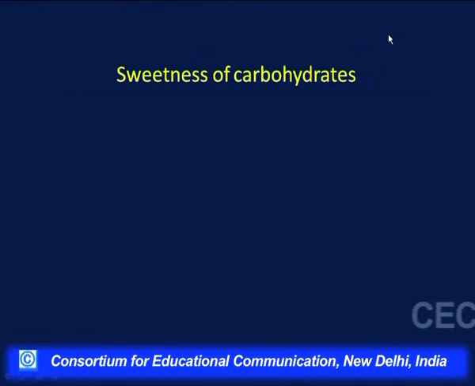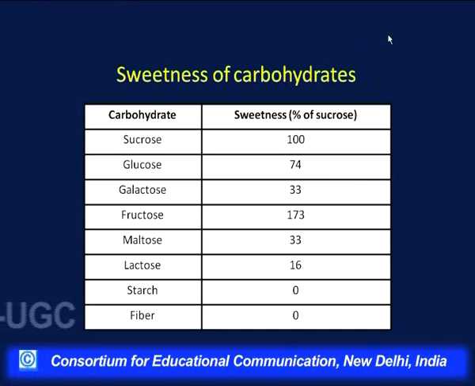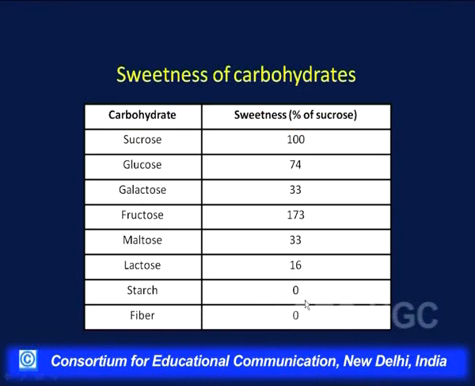Then very briefly I will talk about the sweetness of different monosaccharides which we have been talking about, because as I said in the very first session, those carbohydrates which are sweet in taste are classified as sugars. So starch, fiber, cellulose, glycogen, they are not sweet, so they are given a sweetness value of 0.